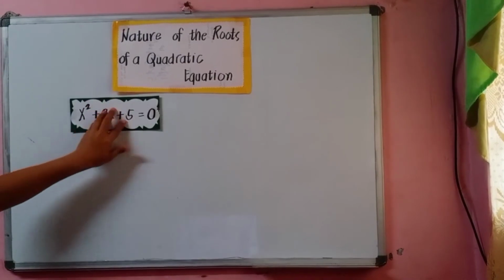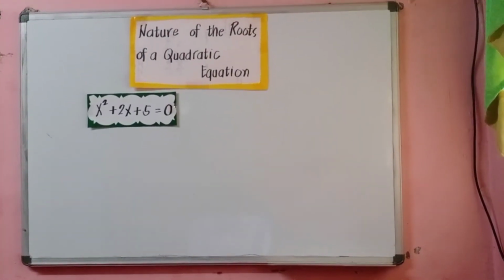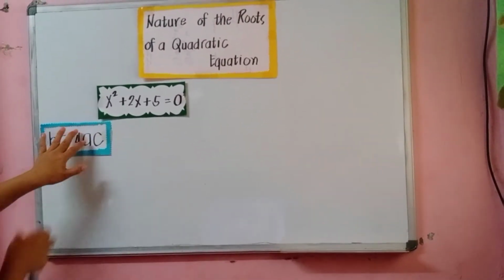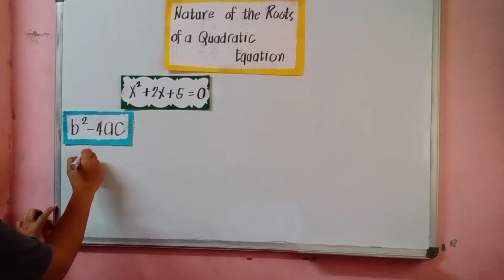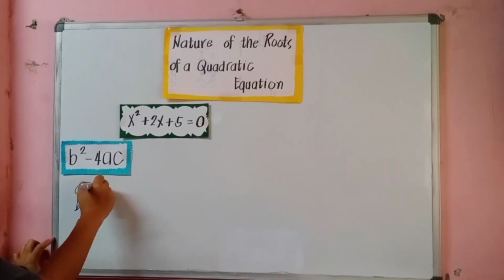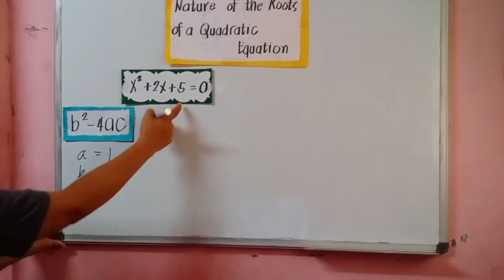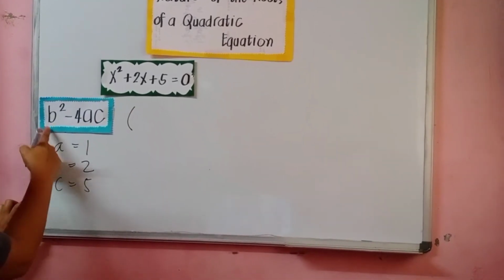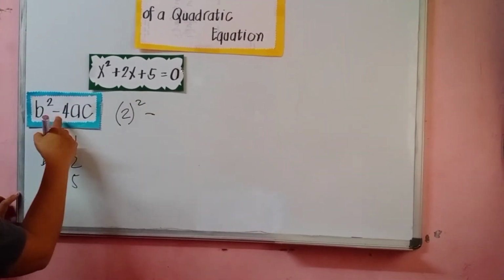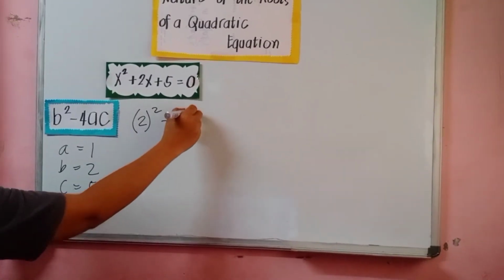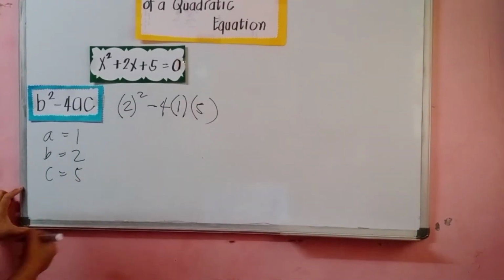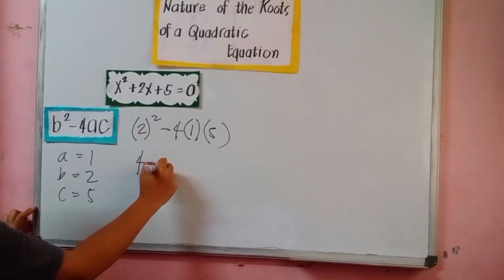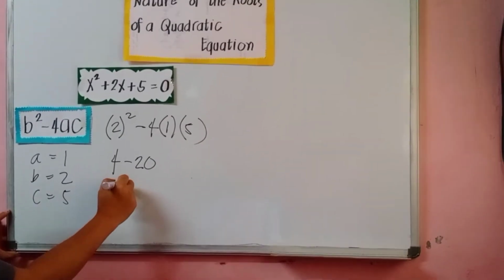Next example. If we have x squared plus 2x plus 5, we are going to solve for the discriminant value using the same formula. So this is in its standard form. Let's identify values of a, b, and c. A here is 1, b is 2, c is 5. Substituting these values to this formula, we have b is 2, so you have 2 squared minus 4 times a, which is 1, and times c, which is 5. Now 2 squared is 4. Negative 4 times 1 is negative 4 times 5, that's negative 20. 4 minus 20 is negative 16.